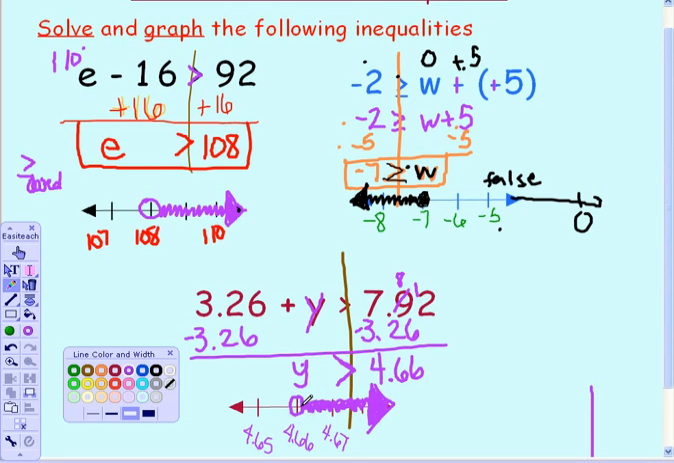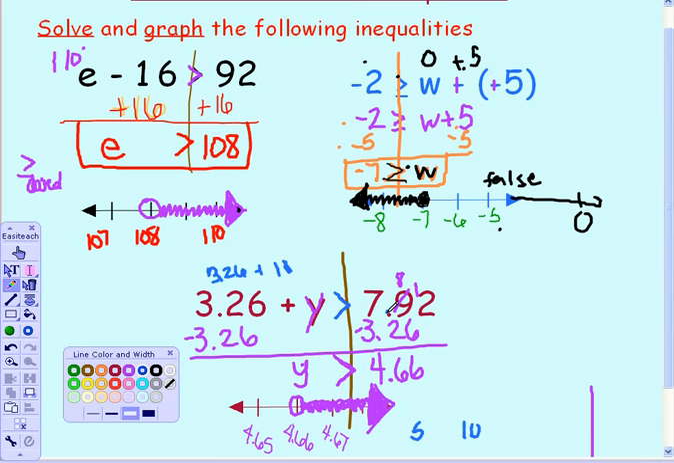And like I said earlier, you can do some checking. Pick a number that would be bigger than 4.66, like 5 or maybe 10 or even 100. You can put those numbers back into the inequality. If I did 3.26 plus 10, that'd be 13.26 over on the left. That is bigger than 7.92. So you can do some checking of those solutions as well.